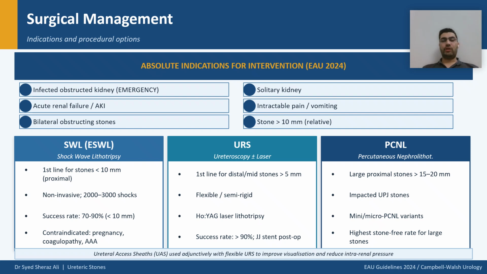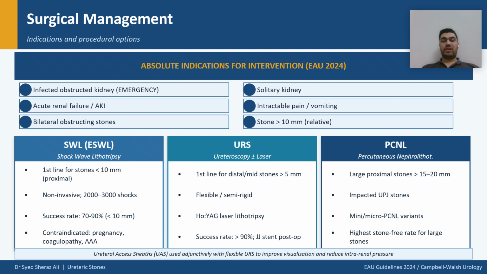First, the absolute indications for intervention. These are situations where conservative management is not appropriate and intervention must happen, sometimes urgently. The first one is an infected obstructed kidney, pyonephrosis. It is a true urological emergency. Sepsis secondary to an obstructed infected urinary system is life-threatening and requires immediate decompression.